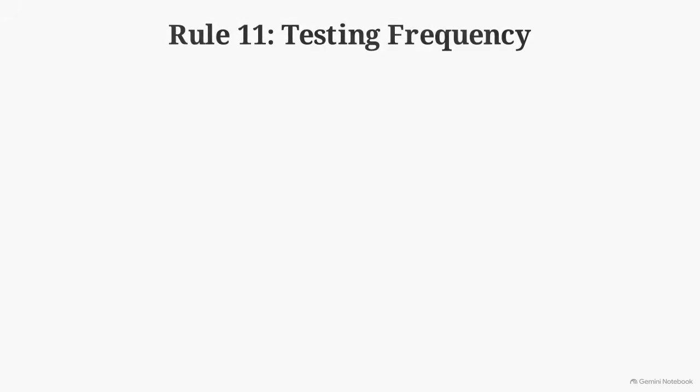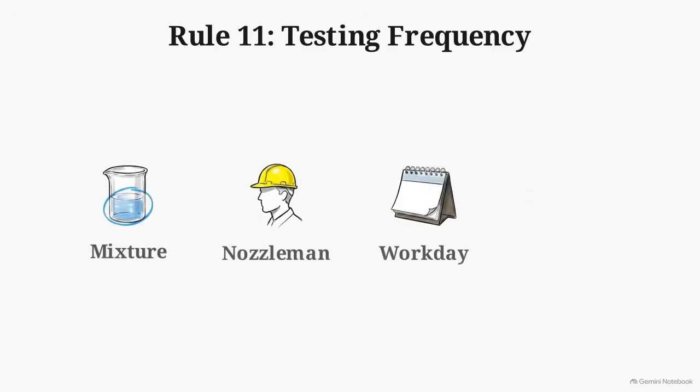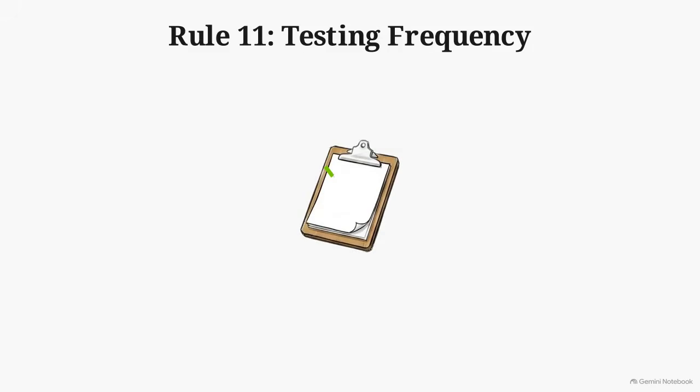Rule 11 establishes the testing frequency. A new test panel is required for every 50 cubic yards of material, or for every combination of mixture, nozzlemen, and workday, whichever produces the higher number of panels. This frequency ensures that if any variable in the process changes, whether it is the person at the nozzle or the time of day, the quality of the work is immediately verified against the project standards.